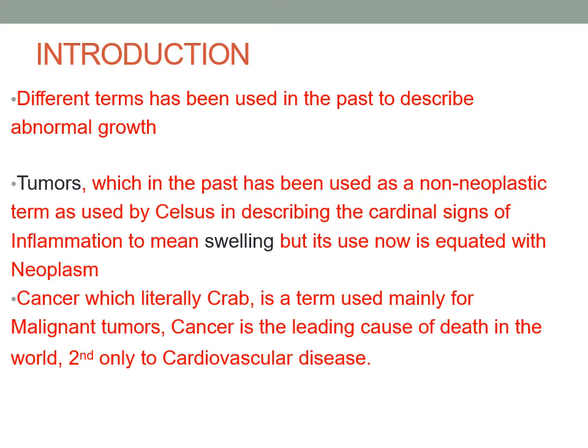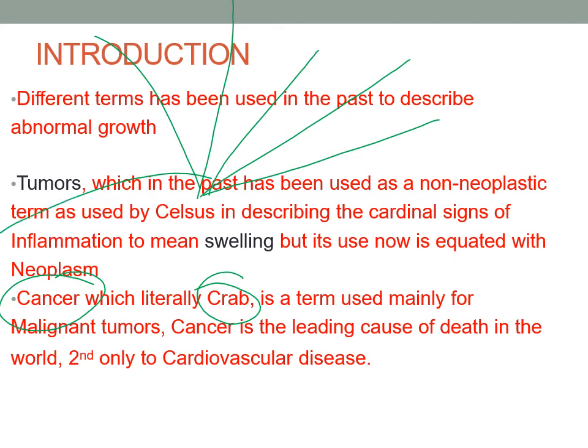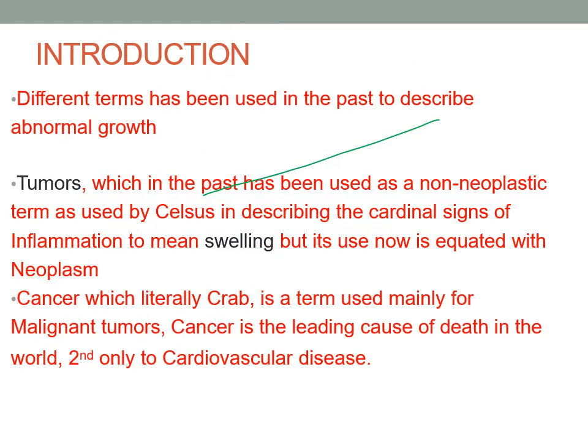Cancer literally means crab, of course you remember, a crab which has many legs spreading out. It was the term literally meaning crab, because tumors have a tendency of metastasizing and spreading out to other structures. That's why it was known as crab. This is a term which is used mainly for malignant tumors. Don't forget, we said neoplasia can be benign and malignant in the introductory part.